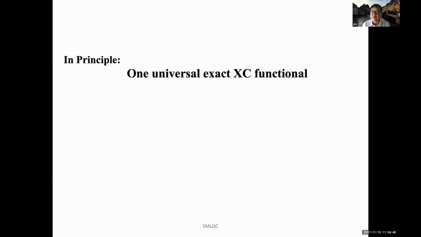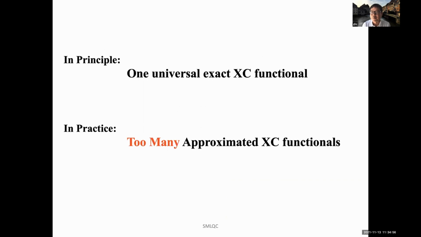Now, we've been told there is a universal exact exchange correlation functional, right? But in practice, there are too many functionals. For a beginner, and certainly even for me, when my colleague came up with a problem, I don't know which functional to use. There are just too many. This tells us, in fact, about the system dependency: for different systems and different problems, you use different functionals. So why is this?